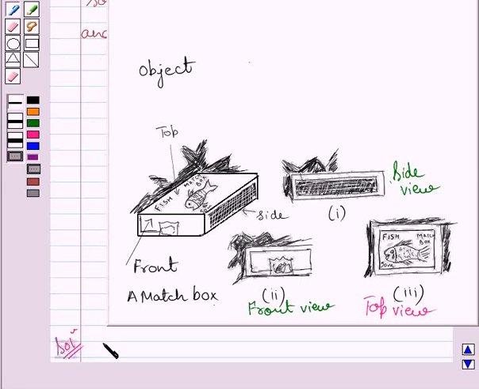Now our required answer is, first part represents the side view of the given matchbox. Second part represents the front view of the given matchbox. And third part represents the top view of the given matchbox.